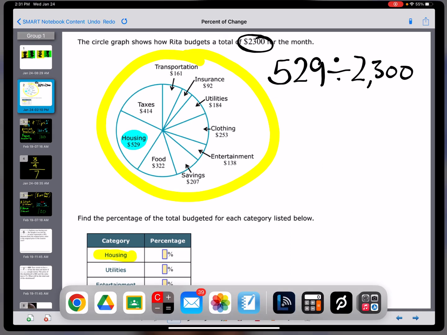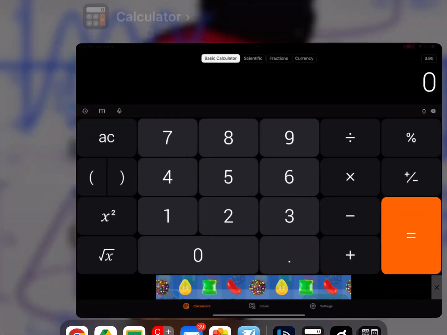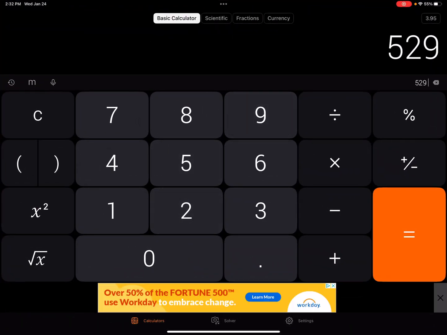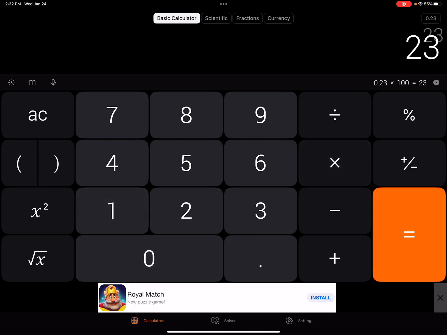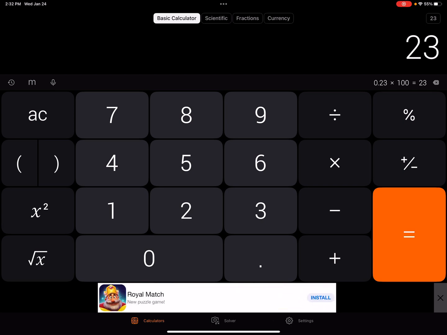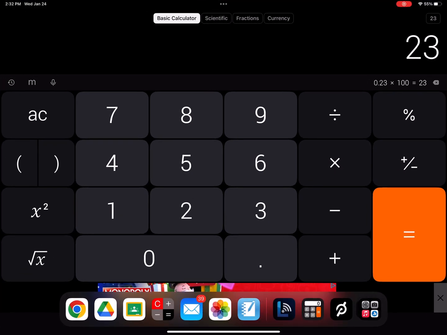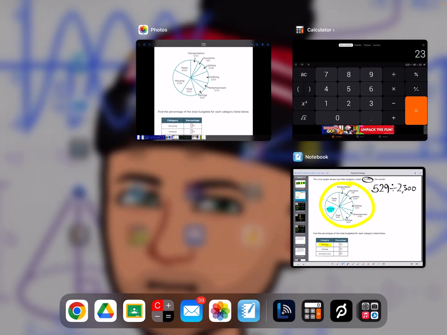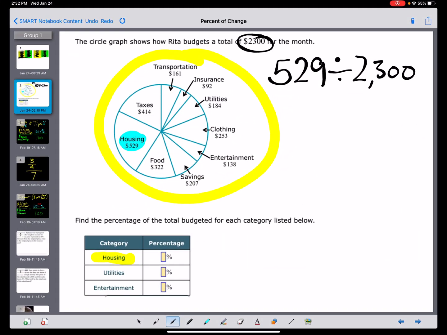And so we head over to the calculator. 529 divided by 2,300 equals, and you get a decimal of 0.23. To turn that into a percent, just multiply it by 100, which is going to basically just move the decimal over twice to the right. Our answer is 23%. And so that is going to be the response for housing. So for here, you would type in 23.